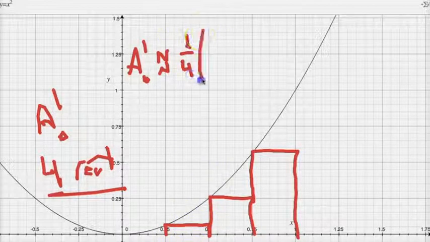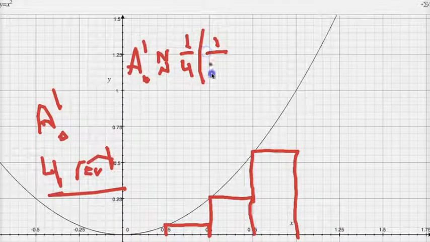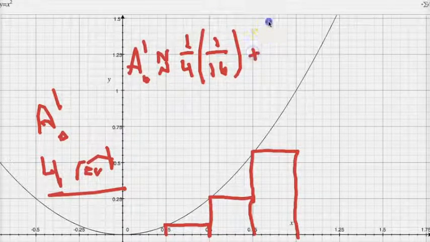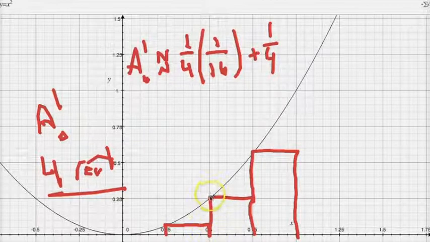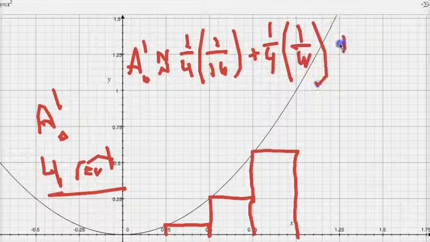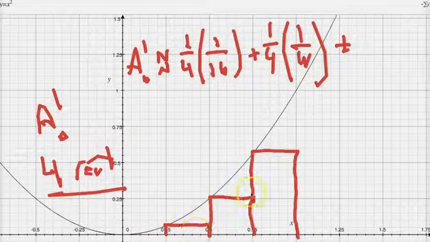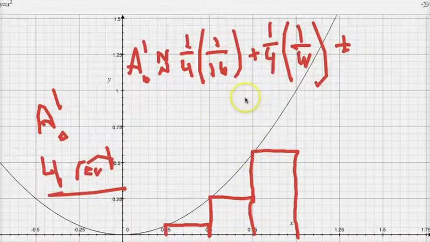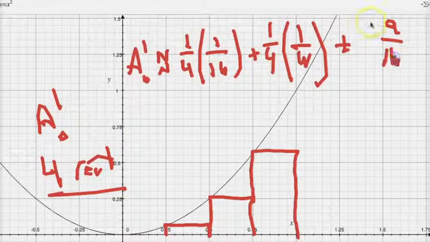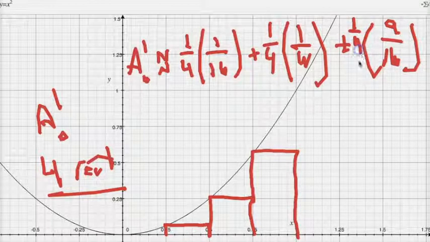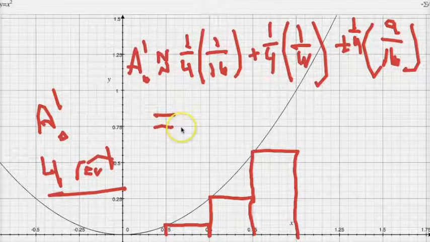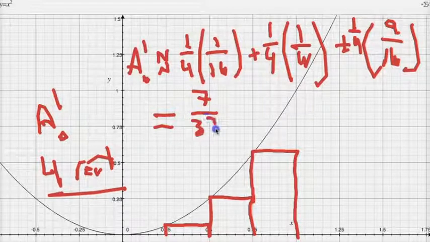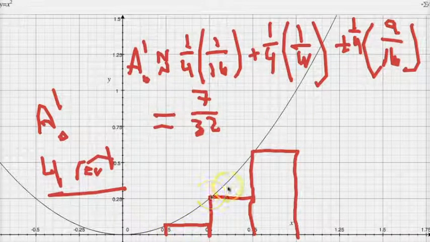We've got 1/4 times, and then right there that's at a fourth, and a fourth squared is going to be 1/16, plus a fourth times, and then that's at a half right there, that point on the curve, so that's f of a half. That's 1/4 as well, plus a fourth, the base length, times f of 3/4 right here, which is going to be 9/16, and then just remember that little quarter. And so that is the Riemann sum approximation for this area using 4 rectangles. And once we get that all out, that is going to be 7/32.